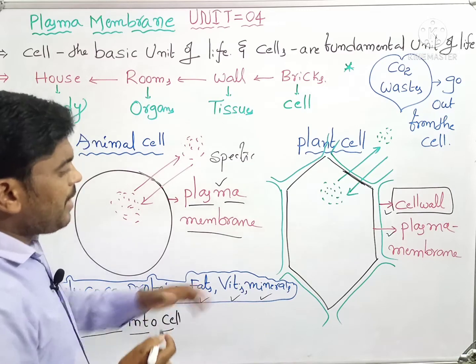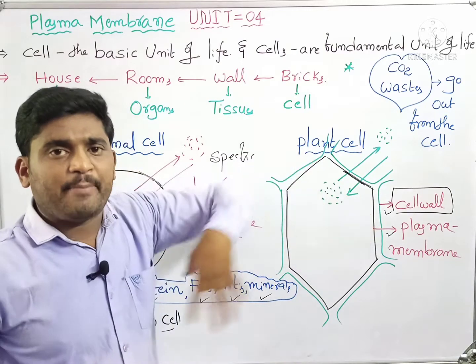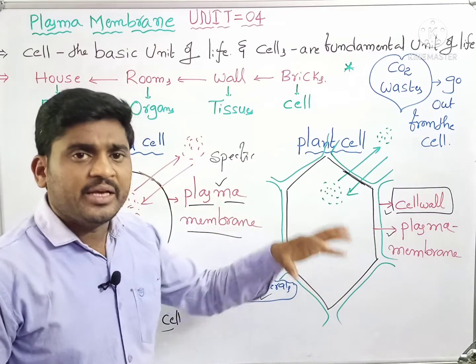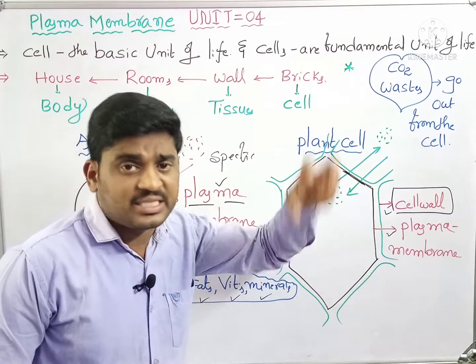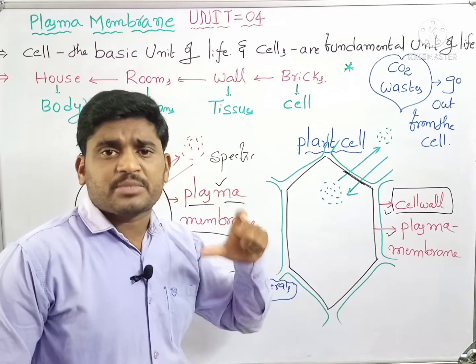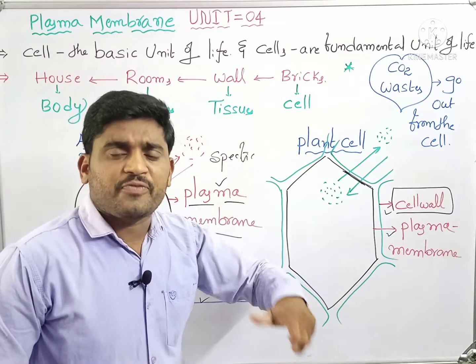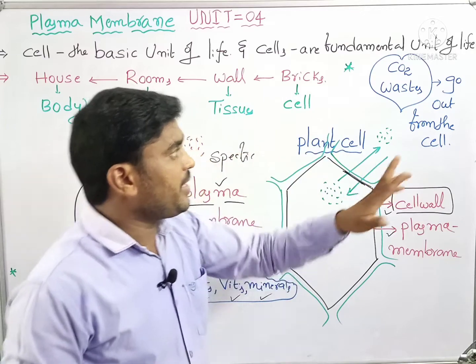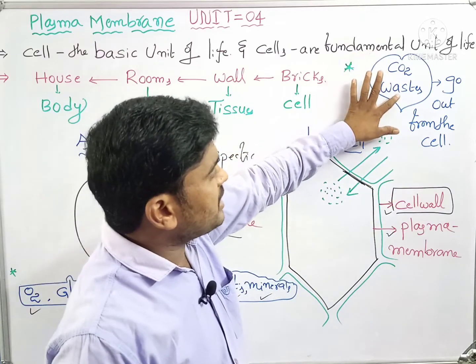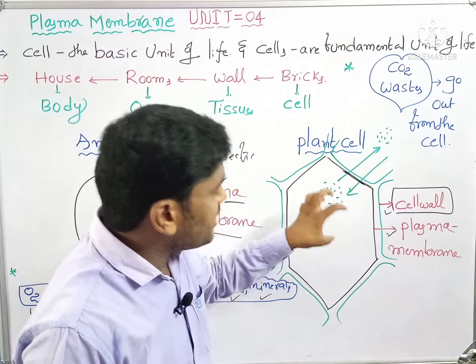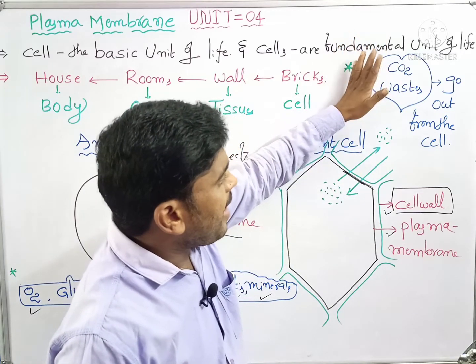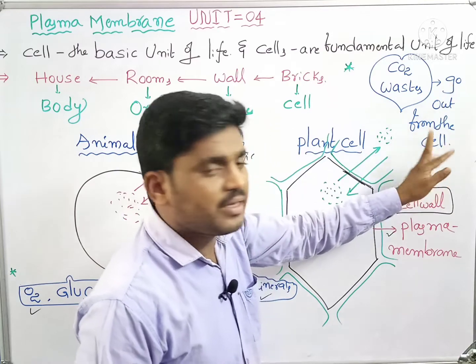At the same time, inside the cell a number of metabolic activities are there. That's why some waste material is produced inside the cell. These waste materials are transferred from the inner side of the cell to the outer side of the cell. So here CO2 and waste material are produced inside the cell. These two, carbon dioxide and waste material, go out from the cell.